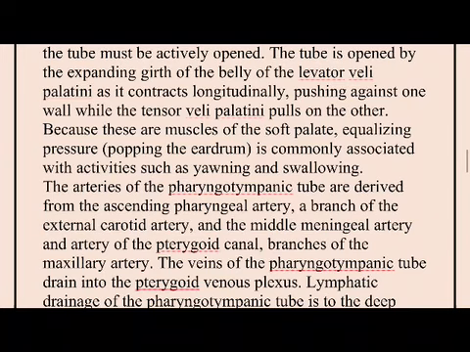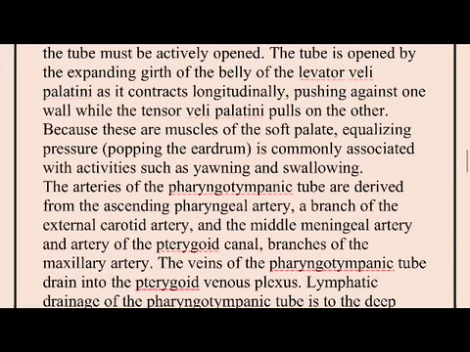There are arteries of the pharyngotympanic tube. The arteries that supply the pharyngotympanic tube come from the ascending pharyngeal artery, and the ascending pharyngeal artery is a branch of the external carotid artery. And you also have the middle meningeal artery and the artery of the pterygoid canal, which are branches of the maxillary artery. They also supply the pharyngotympanic tube.